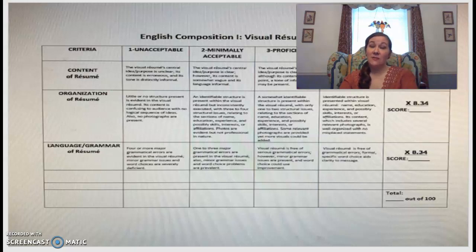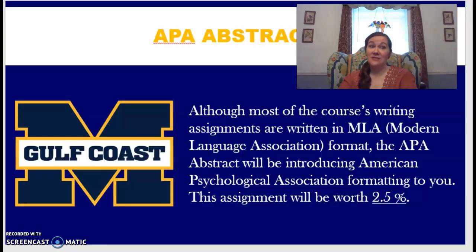Most of our writings are going to be in MLA format, but we are also going to have an APA abstract. That's just a summary of an article that you're going to be asked to find. APA stands for American Psychological Association. It's just another style of research writing that we want you to learn. It will be an assigned topic. You find an article about that topic, you read the article, and then you write a summary of the article. It'll have a title page, a summary abstract page, and a reference page, which is like a works cited page.